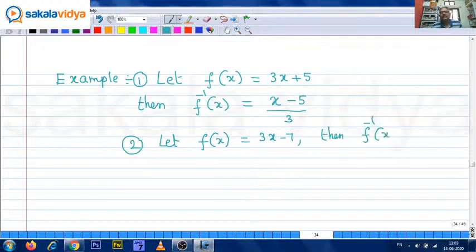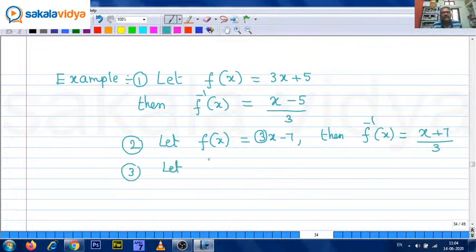What is the inverse of the function? F inverse x. So this one is very simple. First write down x here. Here instead of minus, write down plus 7. Divide by, what is the x coefficient here? 3. By 3 write down. That's all. X plus 7 by 3.